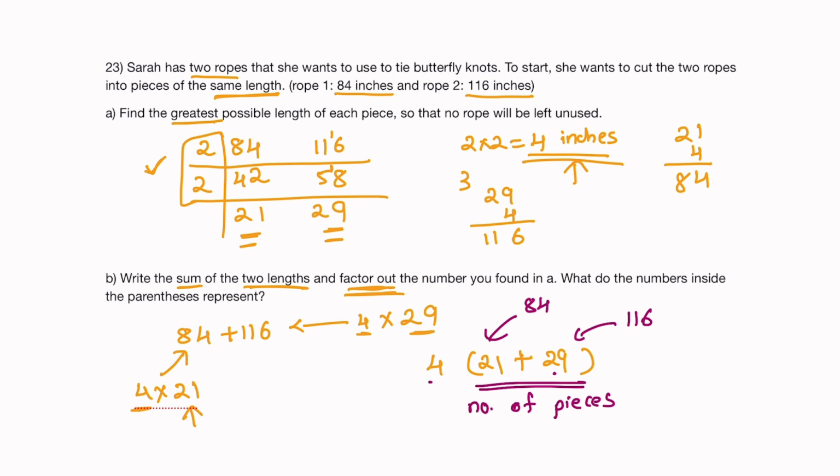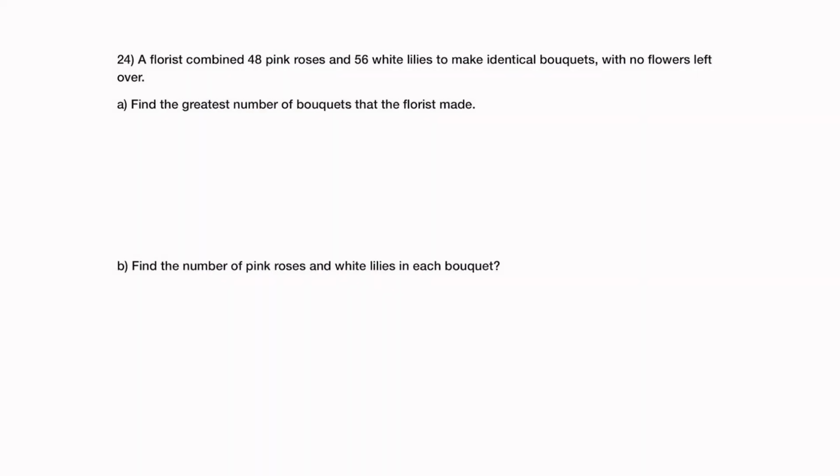Let's go to the next one. A florist combined 48 pink roses and 56 white lilies to make identical bouquets. Identical, which means all of them should be the same, with no flowers left over, none are left. Find the greatest number of bouquets that the florist made. Greatest. So you know what to do.